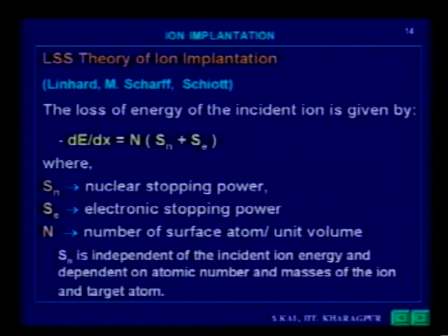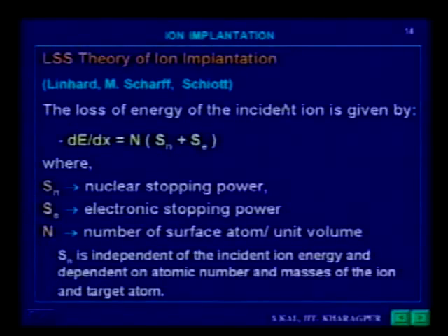For example, if you implant boron in silicon, then the nuclear stopping mechanism is dependent on the atomic mass and atomic number of the boron atom and silicon atom, not on how much energy the boron atom has when incident on the silicon wafer. On the other hand, the electronic stopping Se is dependent on the energy of implantation, and it is also dependent on the atomic mass numbers of the target and implanted impurity atoms.